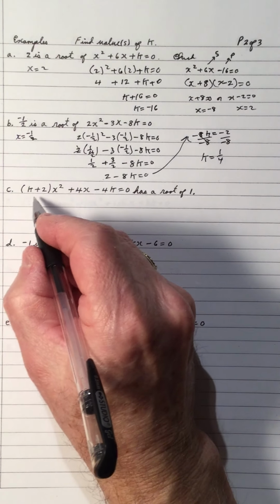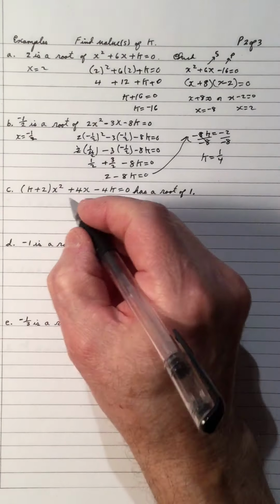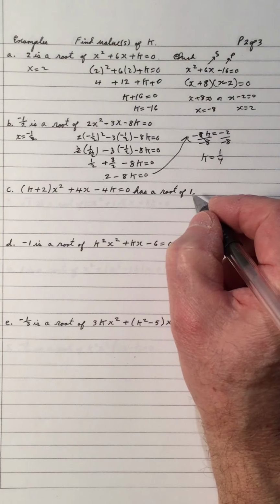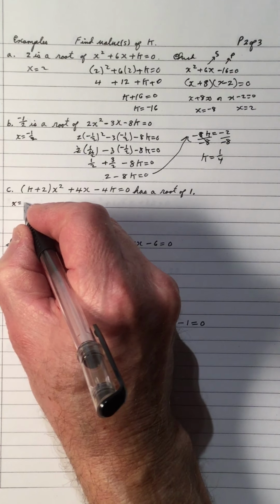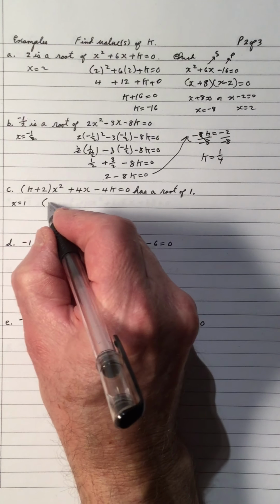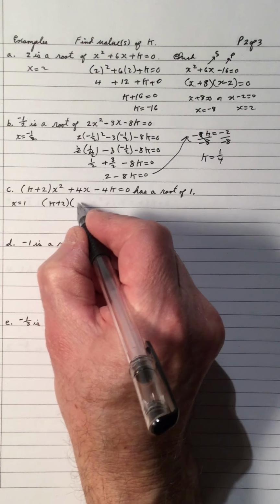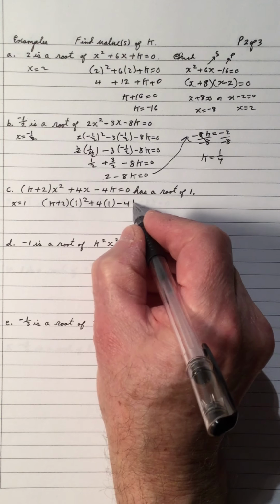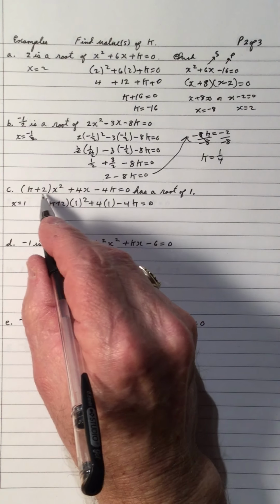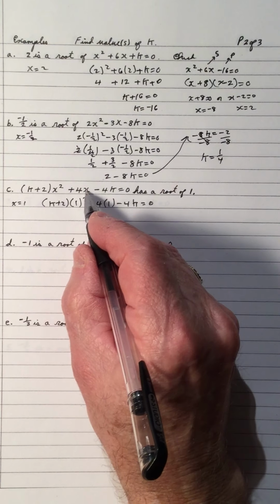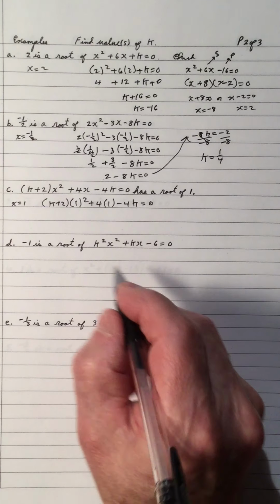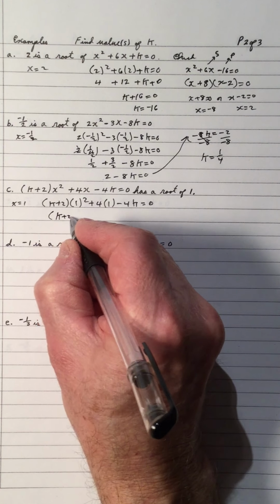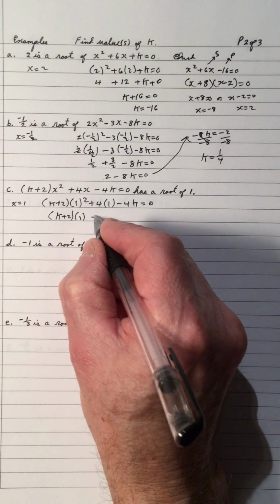Now C, k plus 2 in brackets x squared plus 4x minus 4k equals 0 has a root of 1. So that means x equals 1. So we'll sub 1 in the equation for x. 1 goes in for x, and then we'll solve. I'll do my exponent first, PEMDAS. So that gives me a 1.